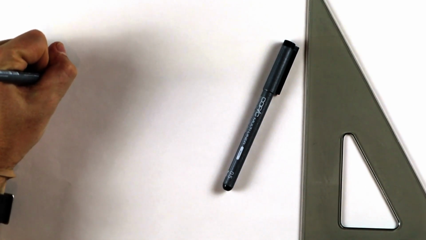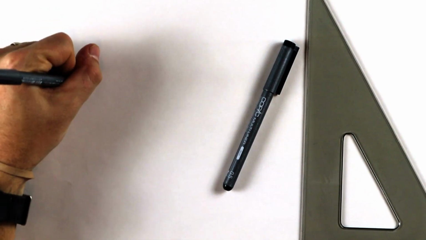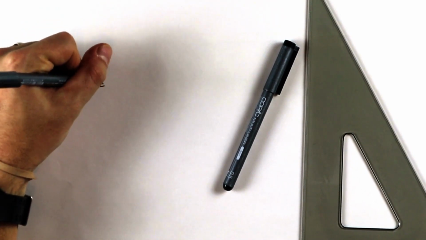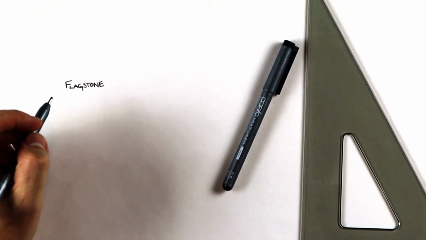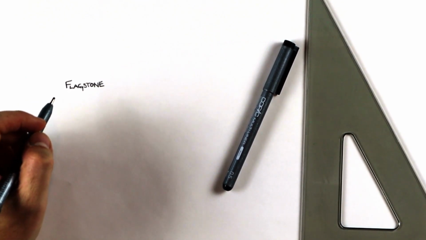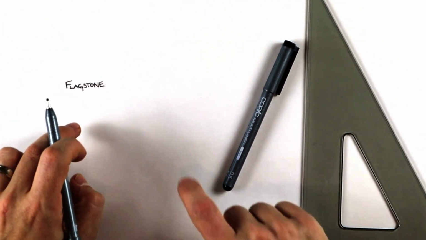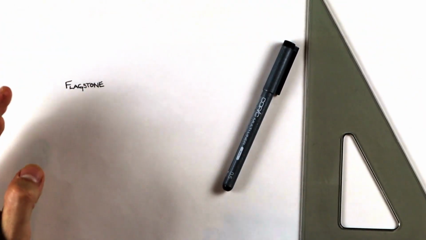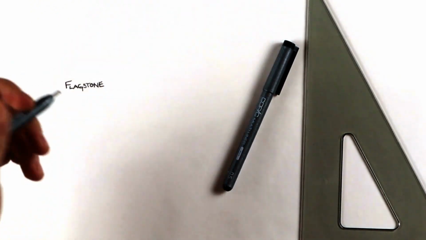So I'm just going to write flagstone here, and I am using, again, my drafting pens. I'm using a 1.0 Copic multiliner. I have some other tools that I'll just link in the description below. But for flagstone, there's really two different ways that we can draw it. We can do it with spacing for joints or without.